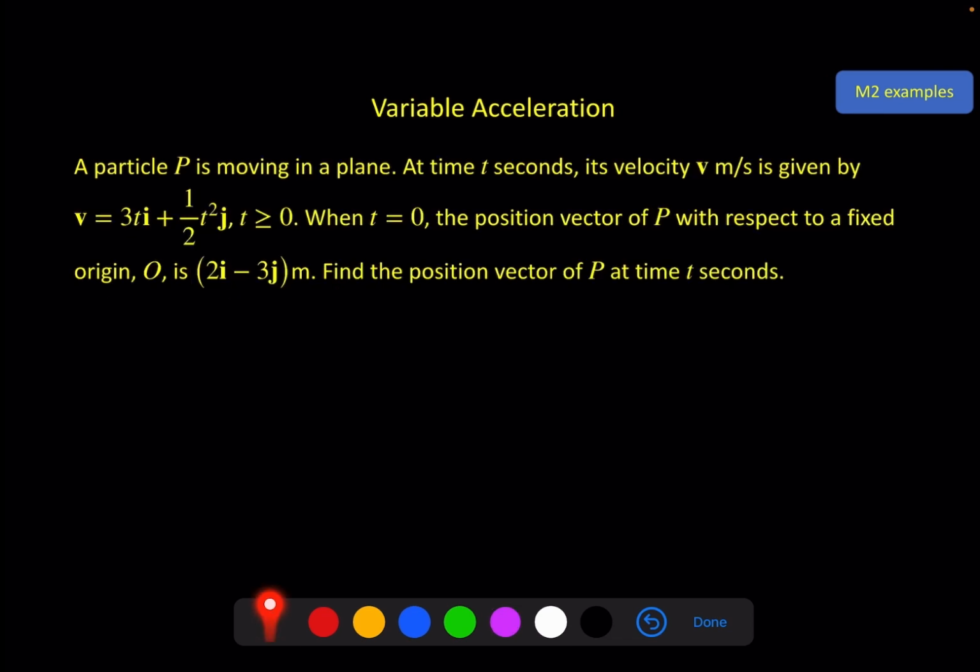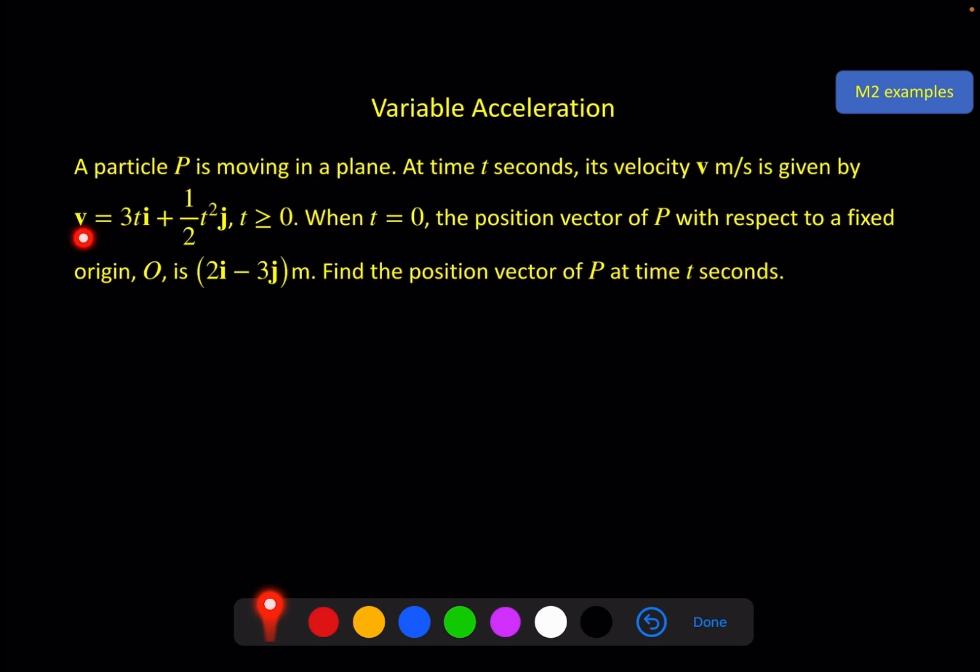Next example. A particle p is moving in a plane. At time t seconds, its velocity as a vector is v, given by this. When t is equal to 0, the position vector of p with respect to a fixed origin is this. Find the position vector of p at time t seconds. So this second sentence in here, when t is equal to 0, the position vector of p is this. This is a boundary condition. And here, find the position vector of p at time t seconds. This wants us to find the function with the variable t.